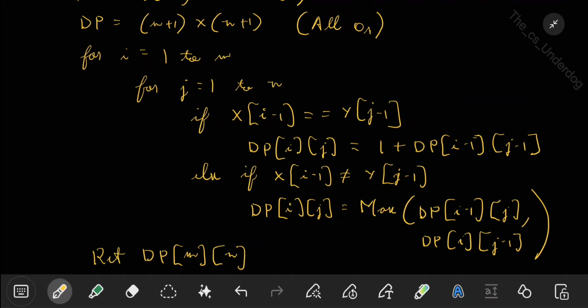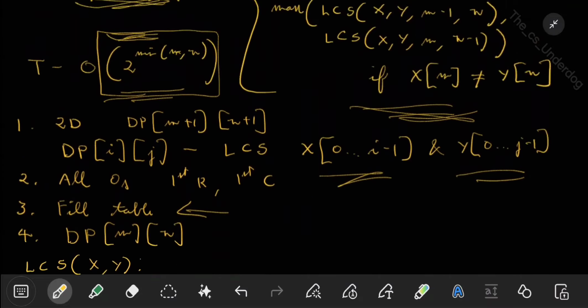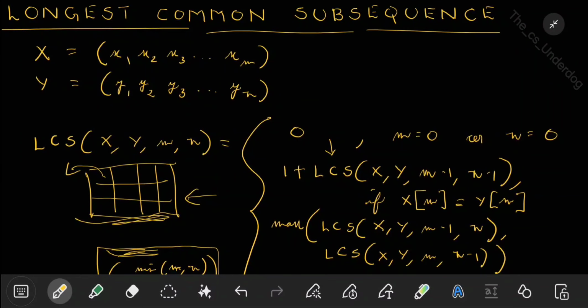In case they are matching, you will say 1 plus whatever is the value of i minus 1 and j minus 1. That is what you will have as the present LCS. In case they do not match, you have to find the maximum among the value having one letter less in x or one letter less in y. Whichever is the maximum, that is what you're going to take. Whatever is the last entry of your dp table, that is the length of your longest common subsequence. So this is the algorithm that can be used to find the longest common subsequence.